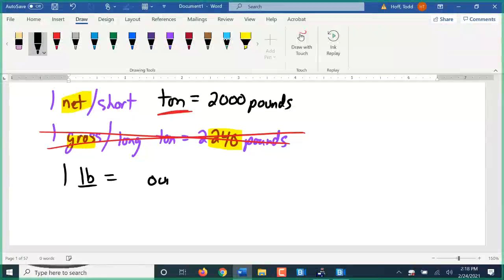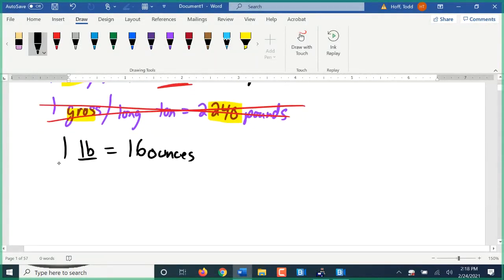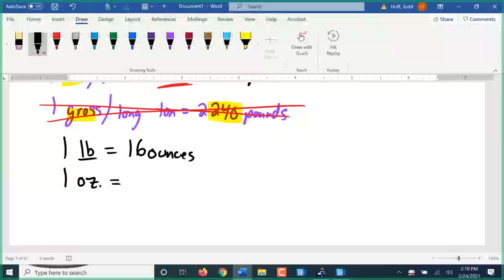Smaller than a pound, we have ounces. And 1 pound in US weight is 16 ounces. Actually, English standard or imperial is 16 ounces. Smaller than an ounce. Now, ounces are abbreviated OZ. Since they used the Latin word libra for the pound abbreviation, they decided to use the Latin word onza for the ounce abbreviation.